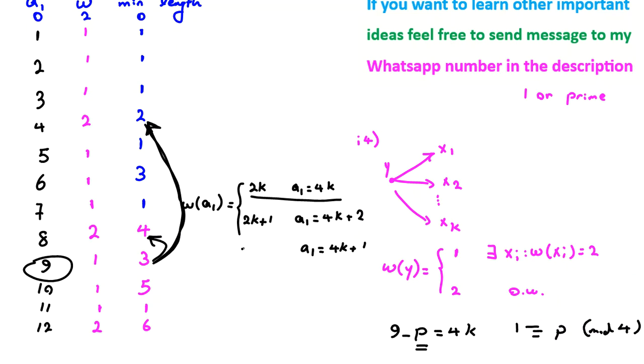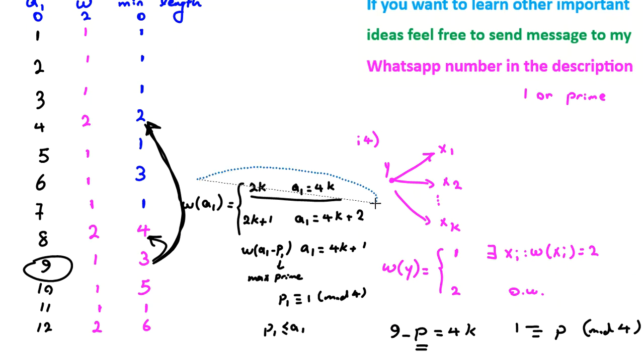So you should consider W of A1 minus P. Let's consider, for example, P1, that P1 is prime, and the maximum prime such that P1 mod 4 is 1, and P1 is less than or equal to A1. Okay, so we have this condition.